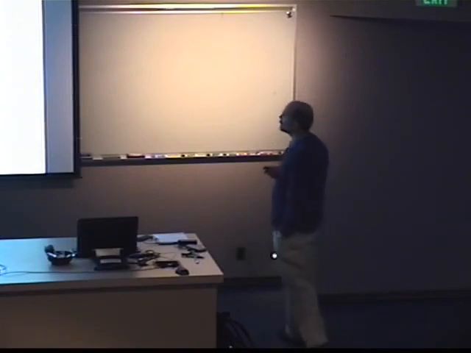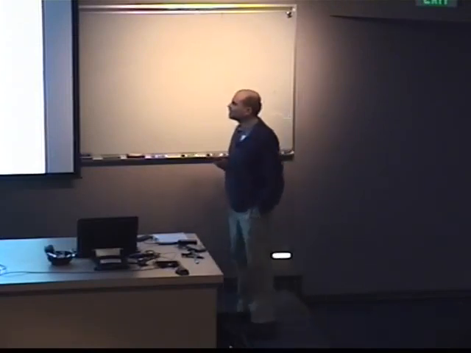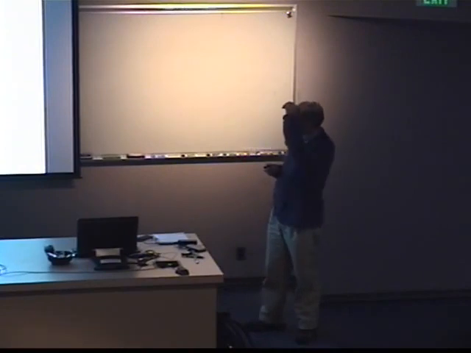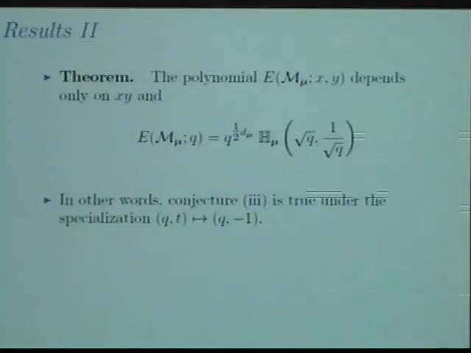Okay, so in other words, part 3 of the conjecture is true if we replace q and t by q and minus 1. So the E polynomial part of the conjecture agrees, but it's sort of putting the thing backwards, because this is where we started from, and we went back to the conjecture from here.